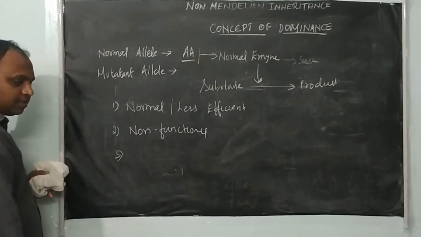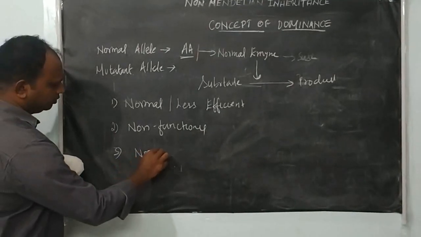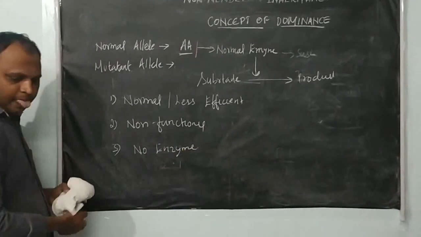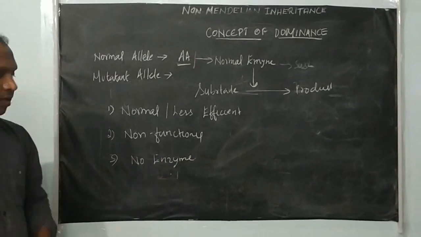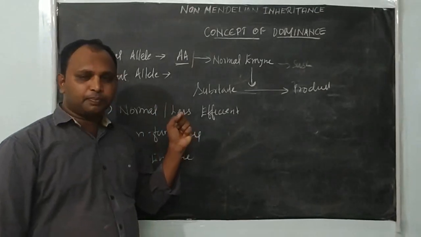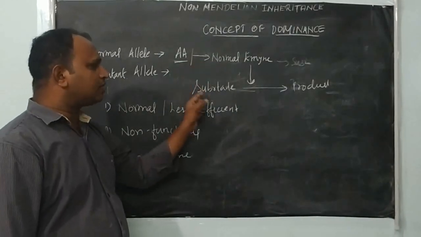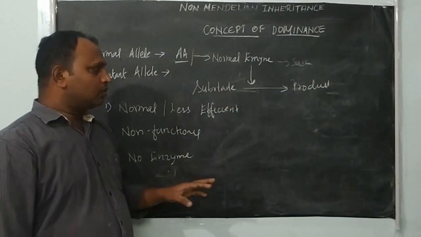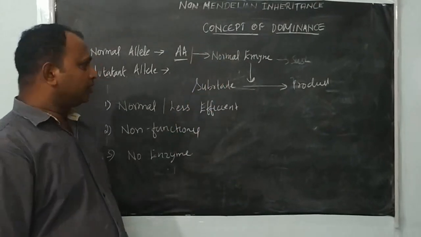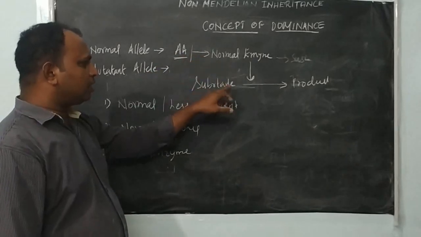And the third case, we can say, is no enzyme at all. No enzyme. Are you clear with this? Normally there is one gene pair which, if it expresses, produces one enzyme. That enzyme can transform substrate into product. So this enzyme is involved in the normal growth and development of the organism. Here the normal allele is producing normal enzyme, so that is transforming.